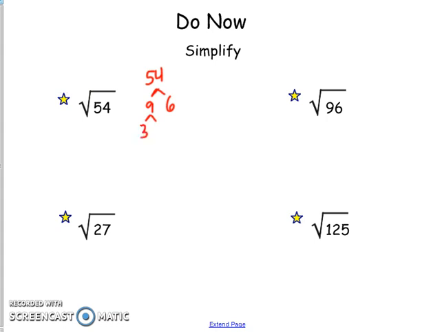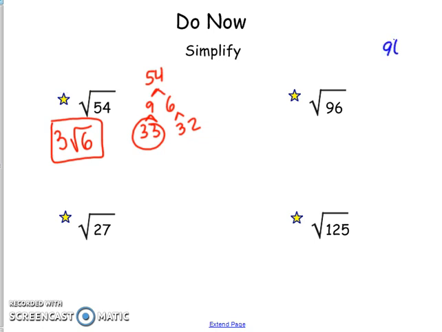9 breaks into 3 and 3. 6 breaks into 3 and 2. We're looking for pairs. We have a pair of 3s, so a 3 is on the outside. And then I have a 3 and a 2 left. I multiply them and I get 6. So 3 radical 6.